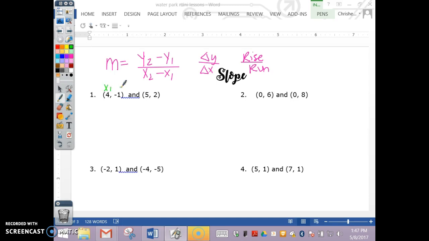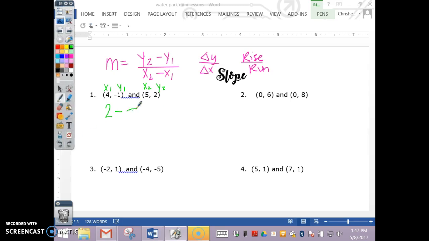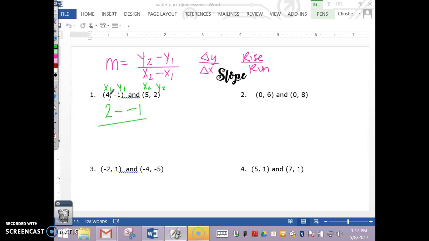This is x1, this is y1. This is x2, this is y2. So change in y, 2 minus negative 1, divided by 5 minus 4. 2 minus negative 1, remember, is 3 because a negative makes us a positive, subtracting a negative. So this is 3 over 1.